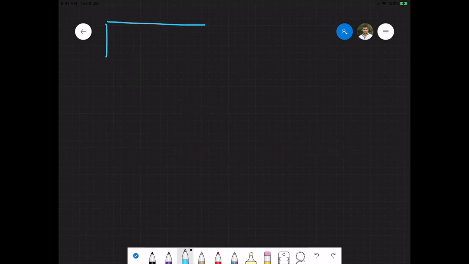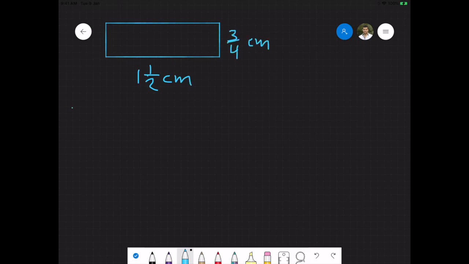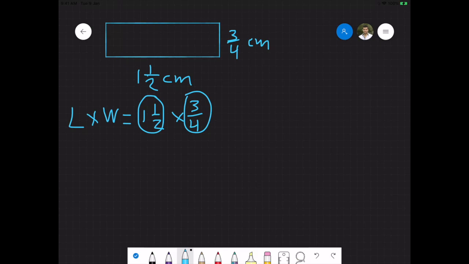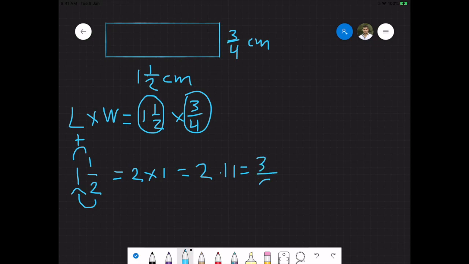Wonderful. Let's say we are given a rectangle with the sides of 1.5 centimeters and 3/4 of a centimeter. To find the area, we will do length times width, which is 1.5 times 3/4. So far in fraction multiplication, we haven't done much multiplying a mixed number with a fraction. So let's see what we are going to do. We're going to take 1.5 here and convert it into an improper fraction. In order to do that, we will do 2 times 1 and then we will add the remainder. 2 times 1 is 2 plus 1, which is 3 out of 2, because my denominator needs to stay the same.